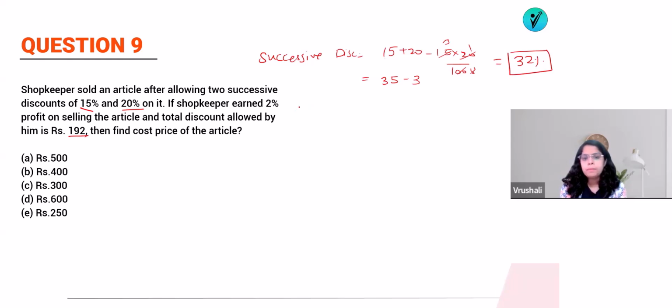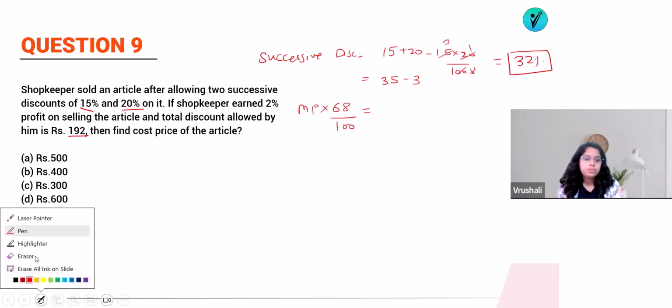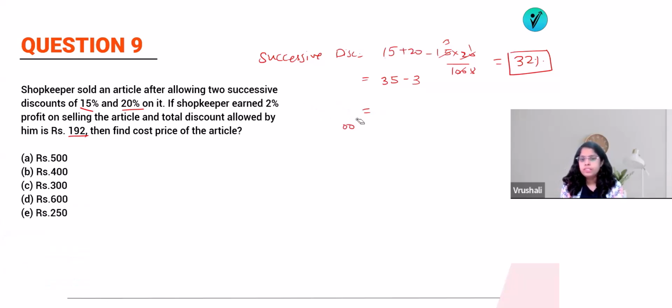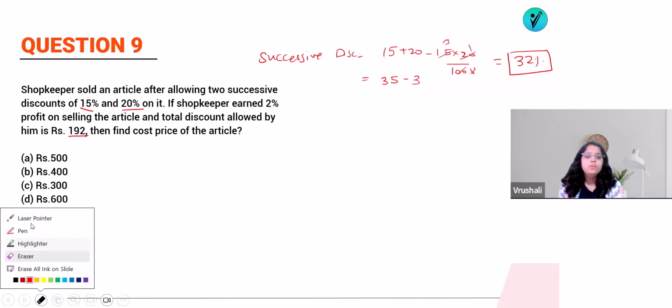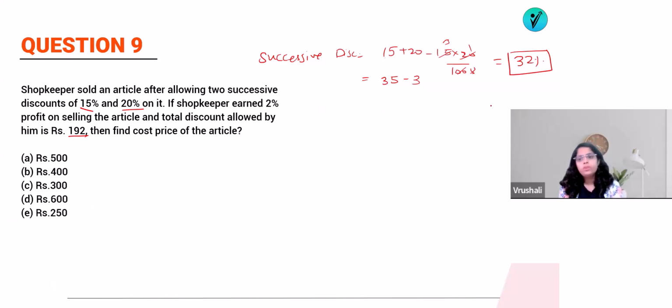So on the mark price, as we know that 32% discount means he has sold at 68% of the mark price. First, we can find out the mark price here. What will be the mark price? As we know that total discount is equal to 32%, but they are saying that total discount is equal to 192. So if 192 is equal to 32%, then 1% will be equal to 192 by 32.